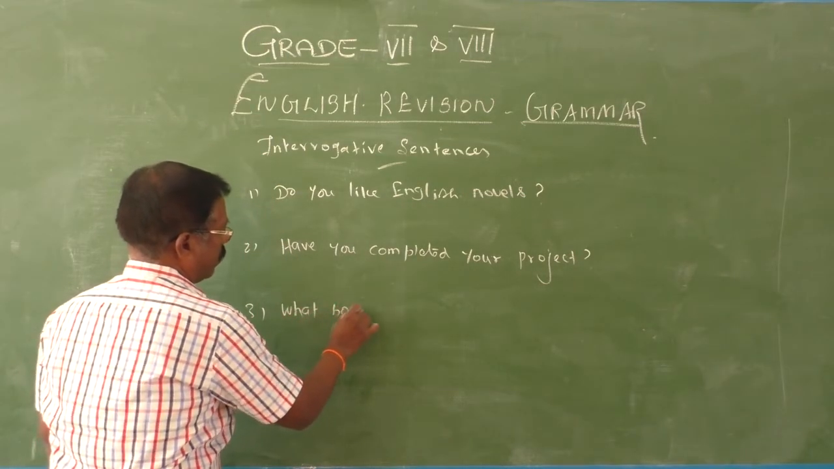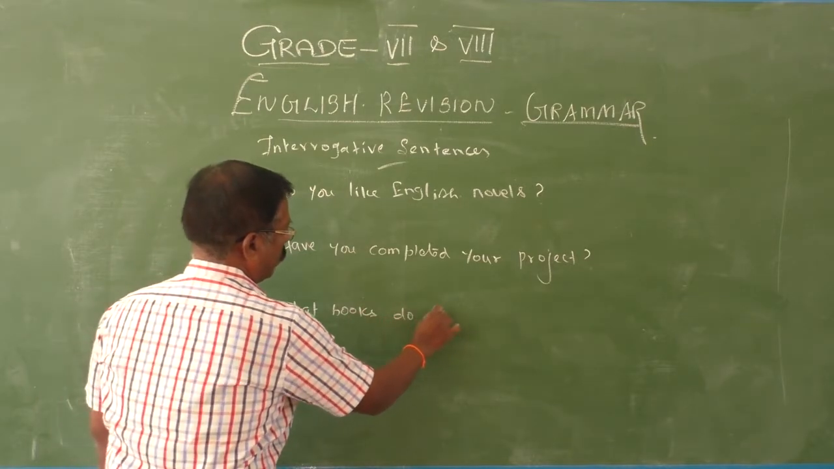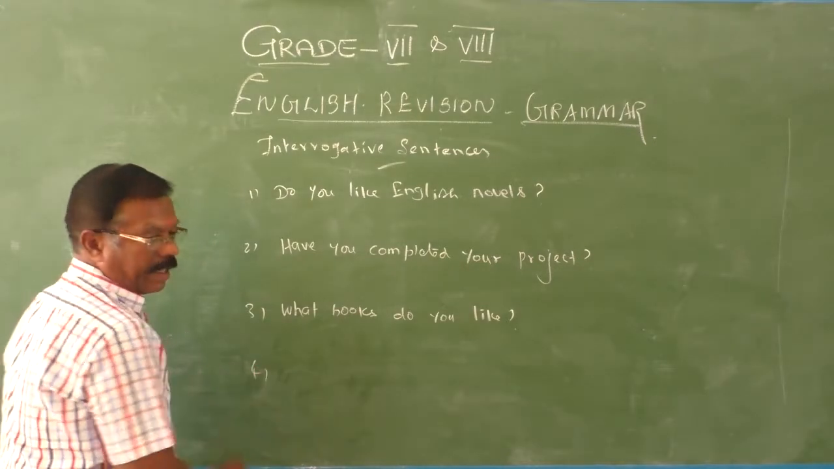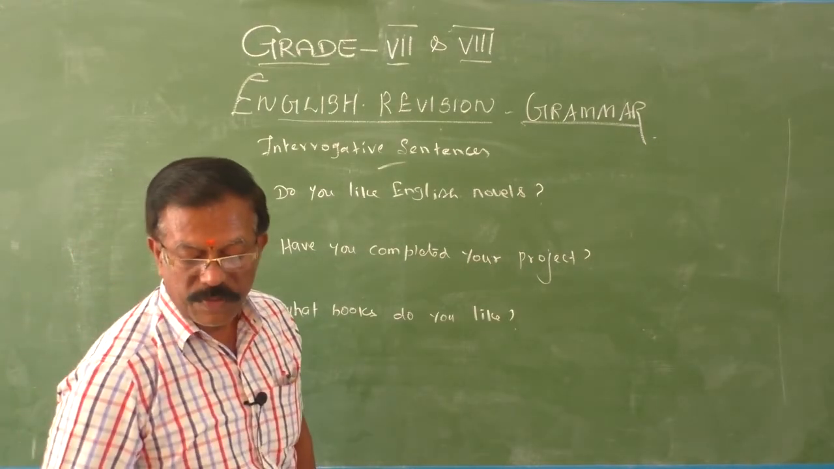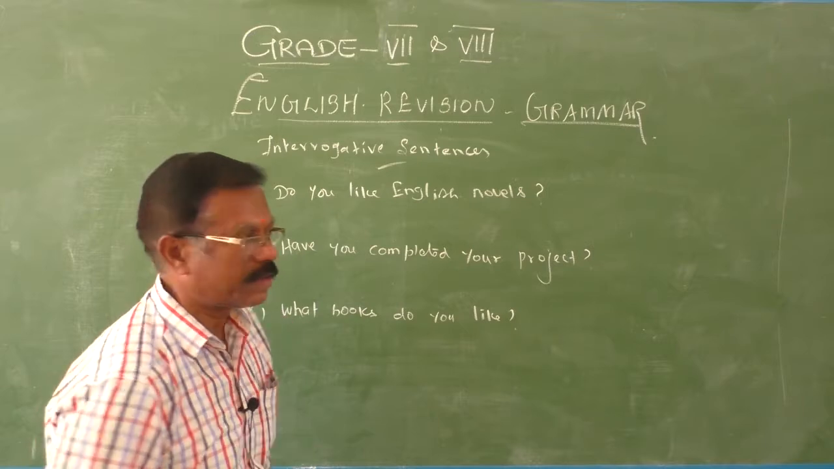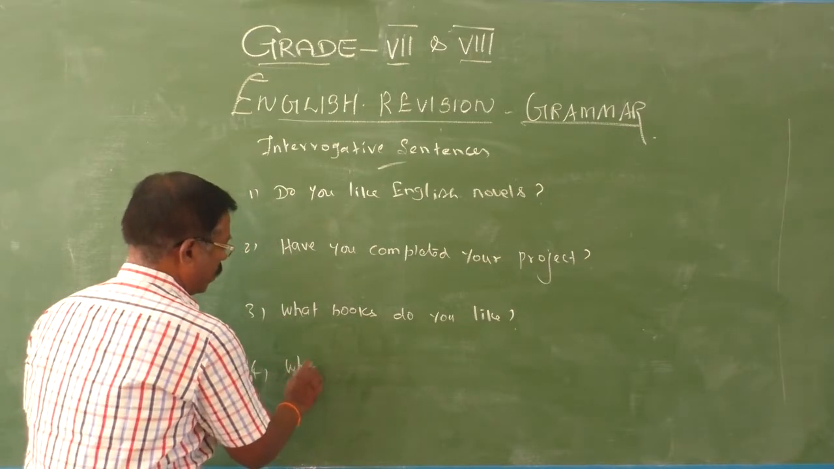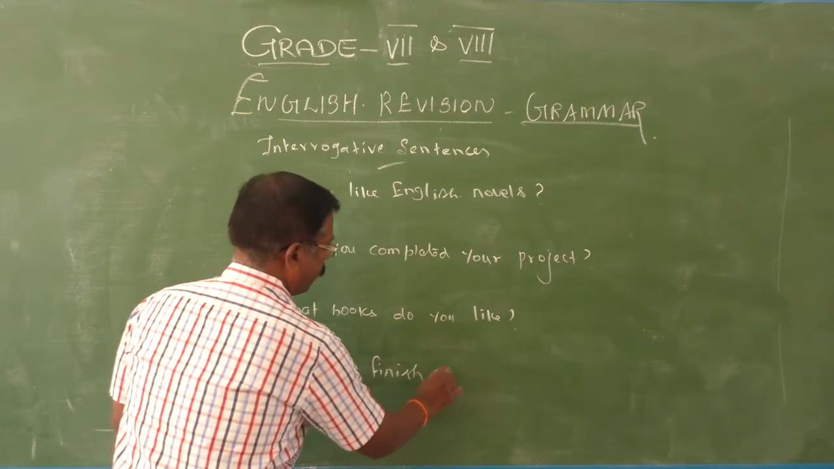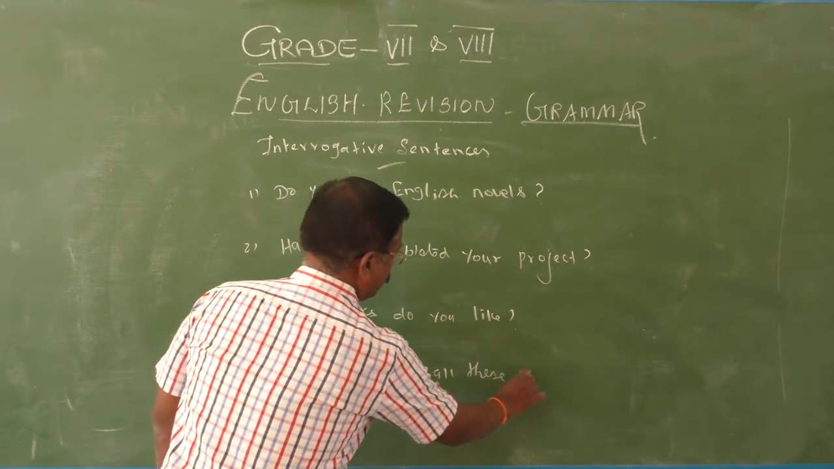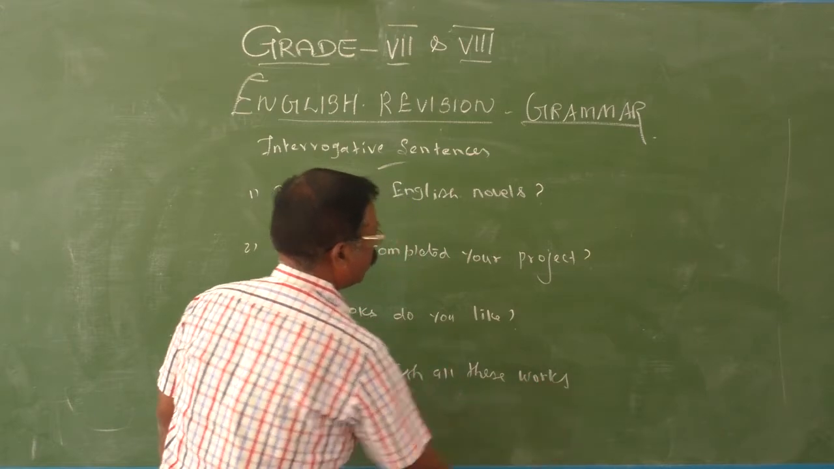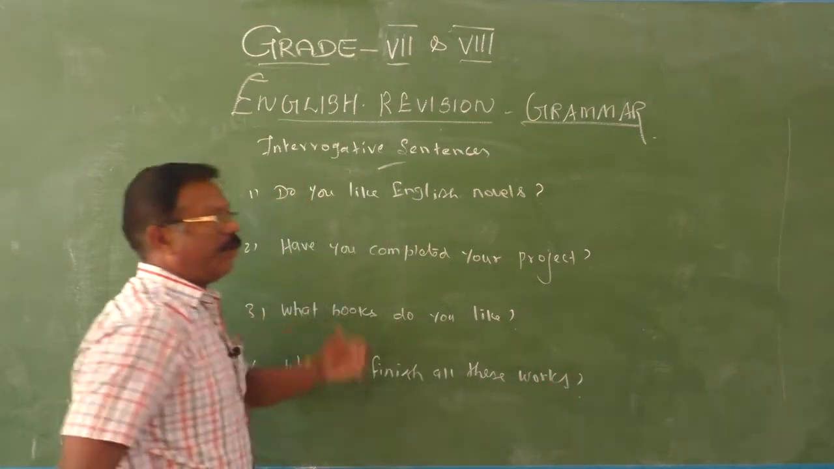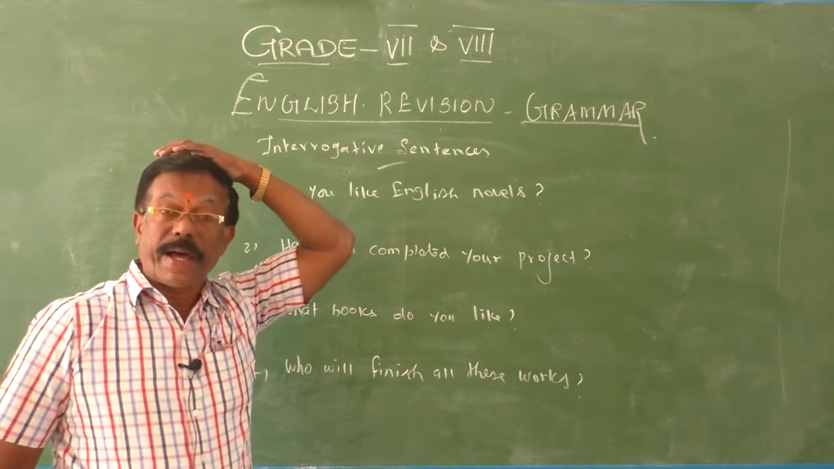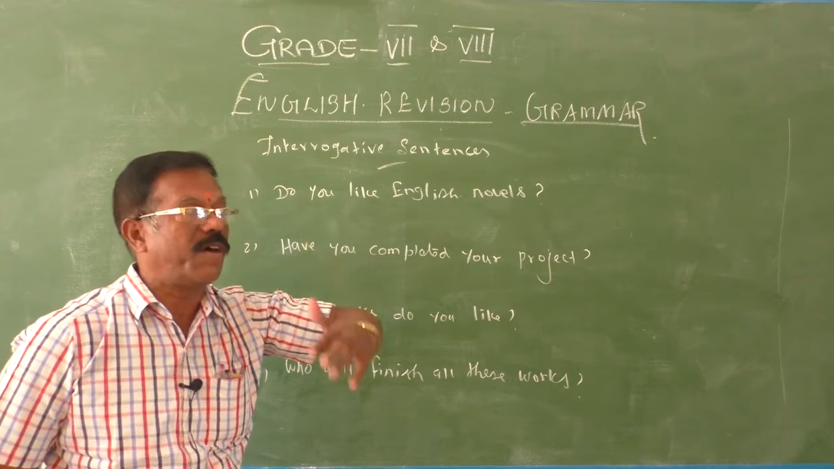Third one, what books do you like? And then the fourth one, who will finish all these works? Okay, listen now. When you have interrogative sentences, you have to change them into passive, and the passive sentence should also be in the form of an interrogative. That's very important.